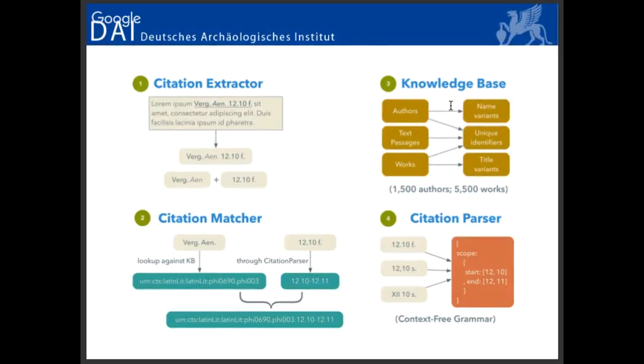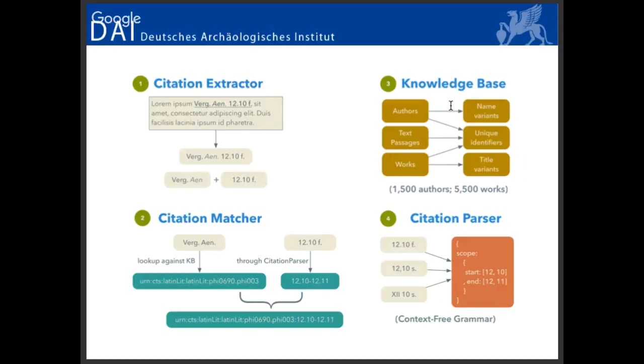From the software point of view, it's not very complicated. You have a citation extractor that takes care of extracting the reference from the text, and then essentially the reference is split into two components. One is the reference to the work, and the other one is the reference to the passage. For the reference to the work, I try to disambiguate it, for now, by looking it up against a knowledge base that contains names and variants of authors, titles of works, and abbreviations.